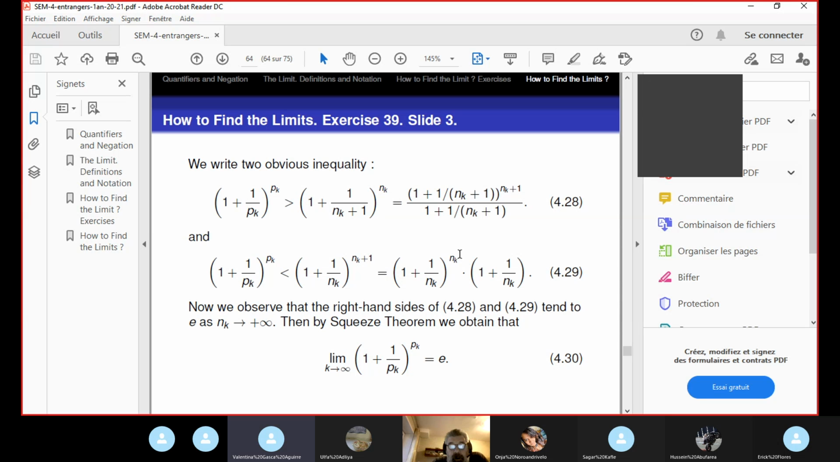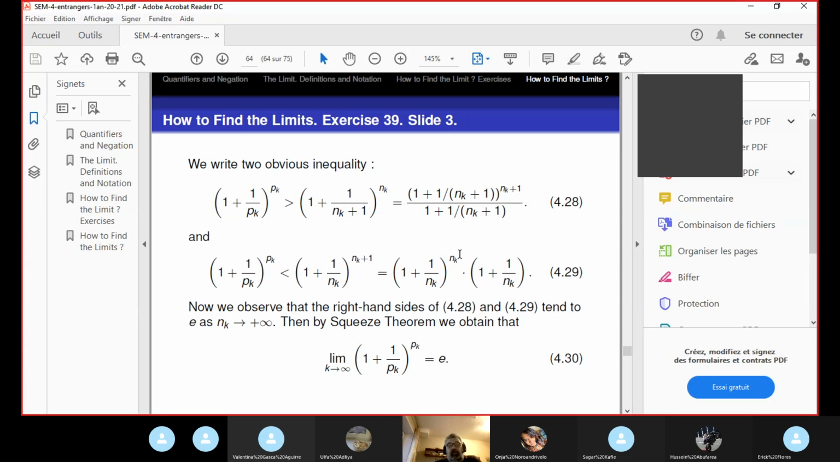Yes, it's clear. On the other hand, you see the power p sub k is greater than or equal to n sub k. So we have two numbers that are strictly greater than 1, and so we have the first inequality. Agree? Yes, agree. Very good.